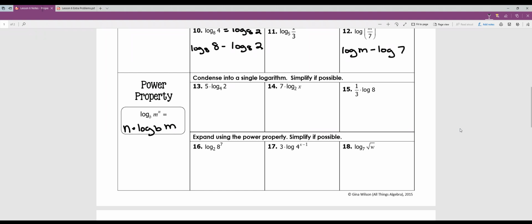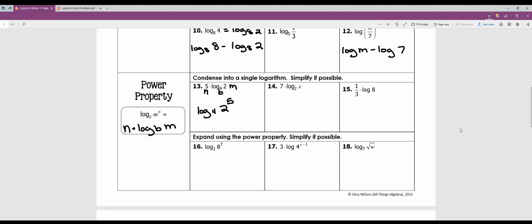So I have 5 times log base 4 of 2. Let's label this. This number on the outside is my n, my base is b, and 2 is my m. So I'm going to put this back into that property form that is right here in my notes. So log base b, here b is 4, of m is 2, to the n power, and we said n was 5. So this is log base 4 of 2 to the 5th power. Not too bad.